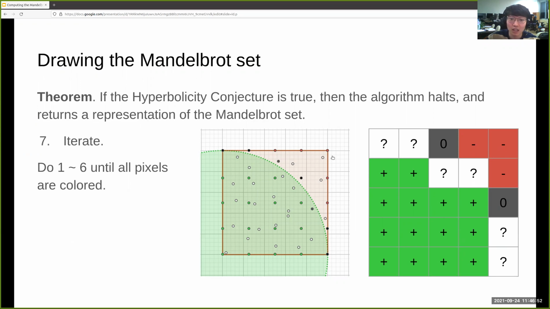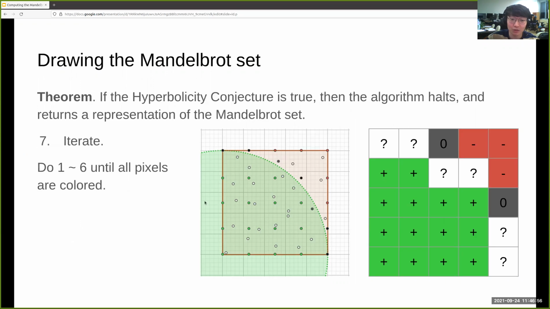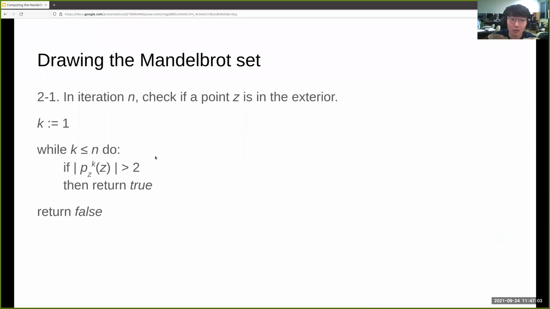Now, I was talking about the examples with the circle. Now it's time to talk about the Mandelbrot set in detail. How are we going to check if the point is in the exterior, or the complement of the Mandelbrot set?